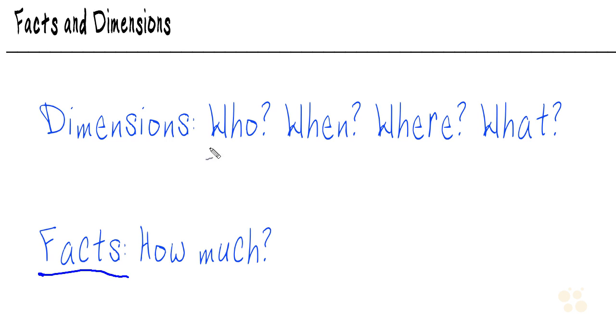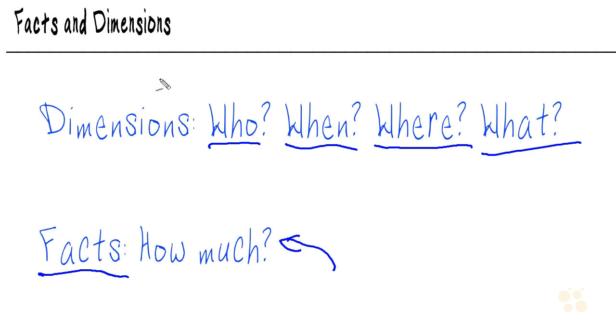For instance, who bought 14 million worth of our product? When did they buy 14 million of our product? Where did the majority of these sales come from? And what specifically did they buy? You see, facts answer the question, how much? The things that are quantitative, the things that we can measure.